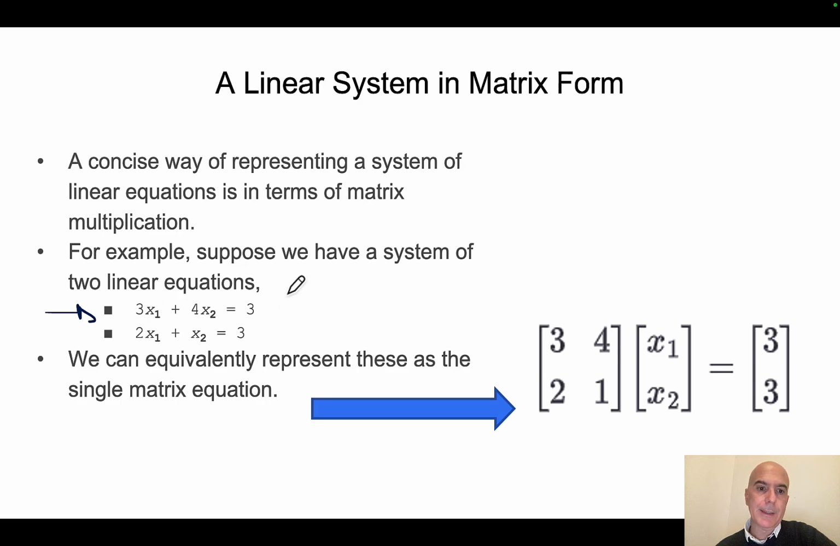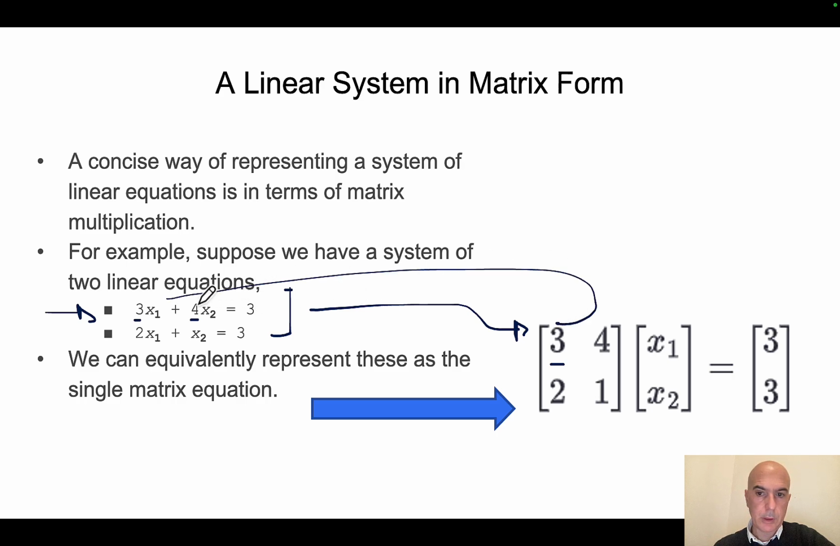It turns out that a linear system comprising, for instance, two equations can be concisely written in this form. Each coefficient of x1 and x2 will correspond to a line of our tensor. In this case, 3 and 4 will be the first line, here and here. The second row of the matrix will be populated with 2 and 1, here and here.